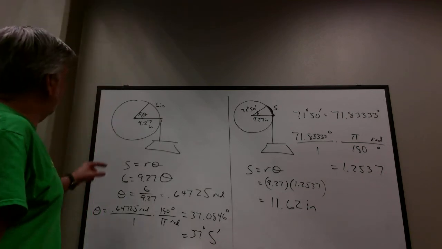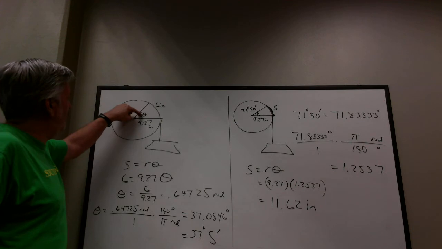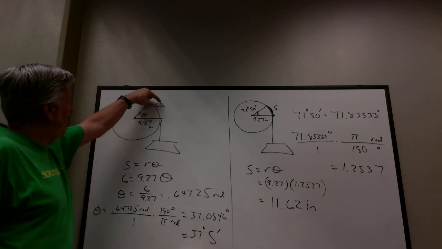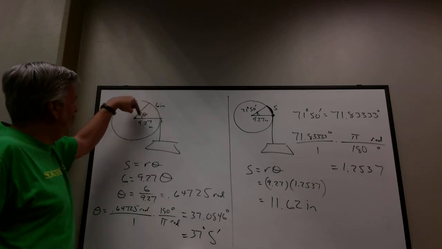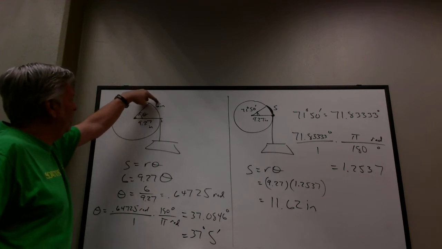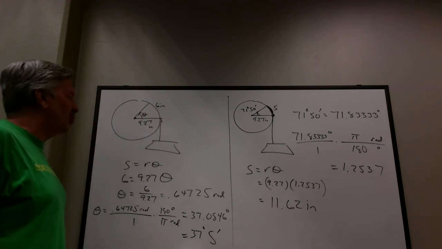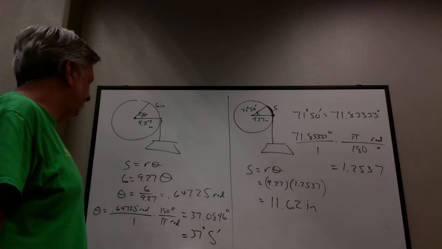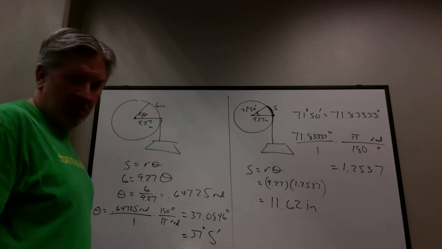Okay. And this answer makes sense. Notice, if theta were 1 radian, the arc length would be the same as the radius, 9.27. This is less than the radius, so the answer is going to be less than 1 radian, which it is. It's not even close. Okay, so that's that problem.